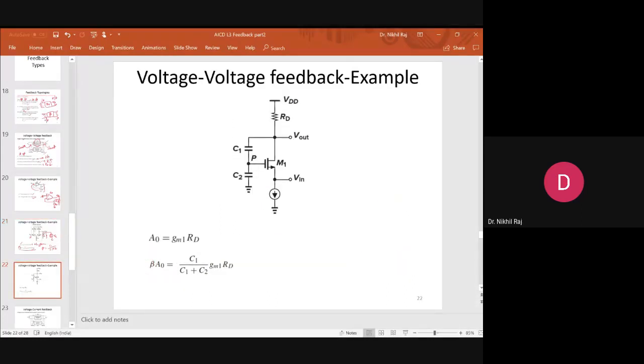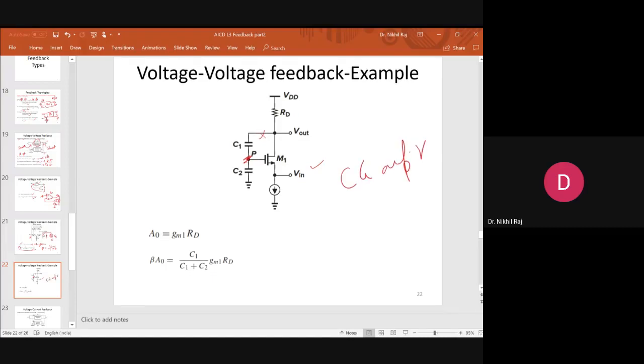Now this is the third example. Again the same thing. What is the open loop gain if I break this path? It is nothing but V out by Vp. Okay, no, sorry, yeah, input is given at this node. So which type of amplifier is this one? This is nothing but your common gate amplifier.